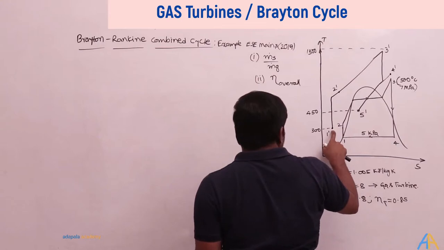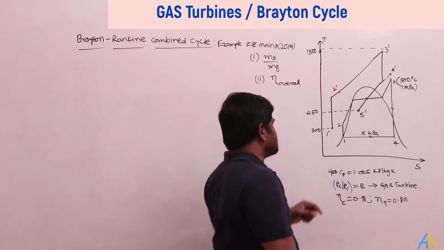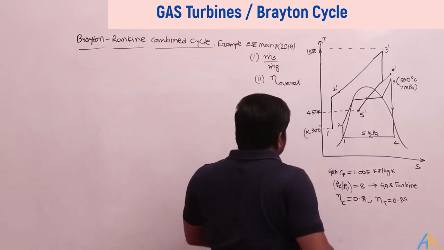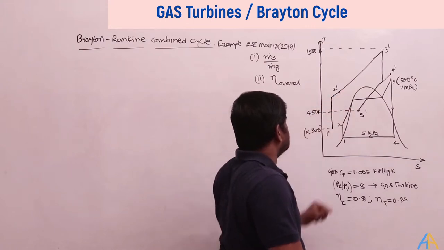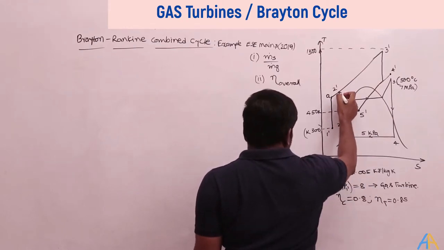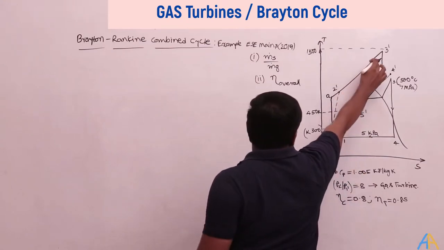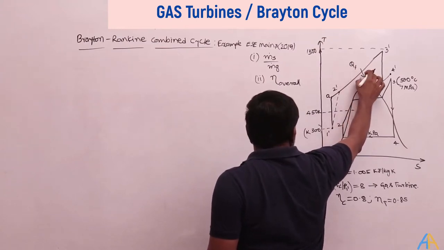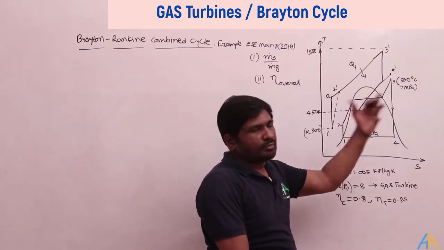The compression process starts from point 1 dash, where the temperature is 300 Kelvin. These are both Kelvin. It is compressed up to this point, but instead of the isentropic point, we got point 2 dash. Let's assume this point is A. After that, heat is given to this. Let's assume Q1 amount of heat is given. Heat given means in the combustion chamber we burn the fuel so that heat is produced there.